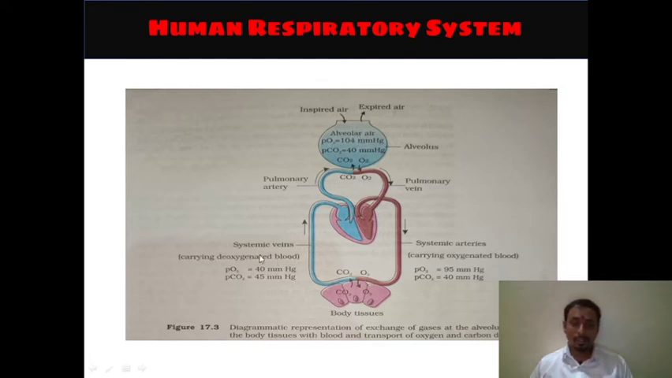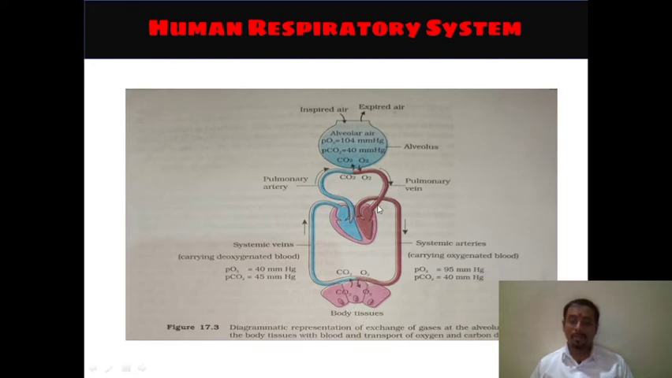So here in systemic veins, carrying deoxygenated blood, PO2, that is the partial pressure for oxygen, is 40 mmHg and PCO2 is 45 mmHg. In systemic arteries, which carry oxygenated blood, PO2, the partial pressure for O2, is 95 mmHg and the partial pressure for CO2 is 40 mmHg. Inside body tissues, these are exchanged.